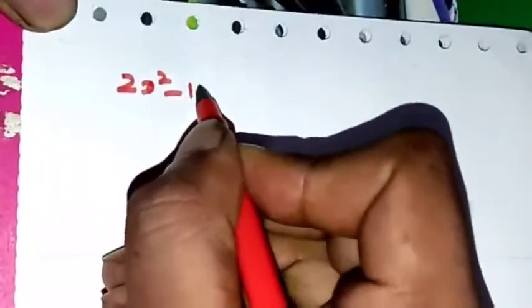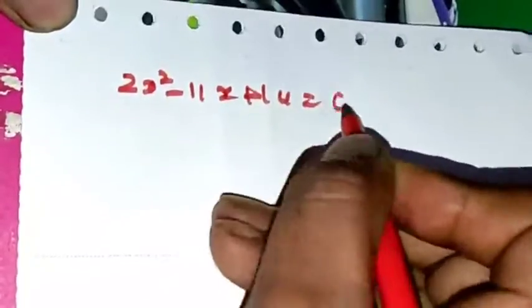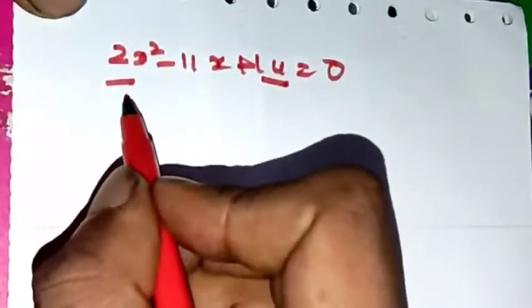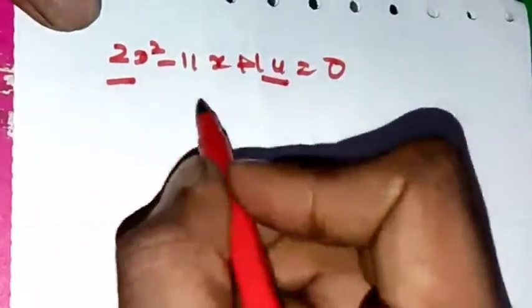2x² − 11x + 14 = 0. Okay, first step is what? We have to multiply this with this. Okay, we get what? 2x² into 14. What we get? 28x².